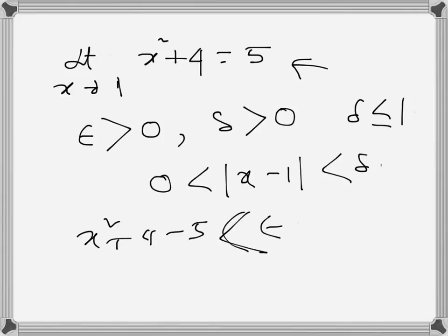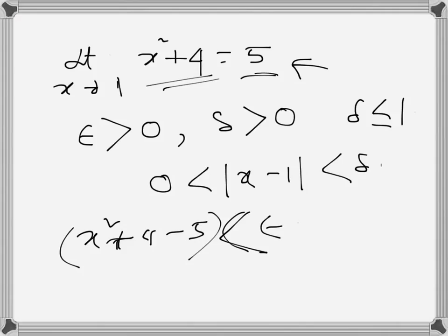is less than epsilon. Basically the difference between this and this is less than epsilon, and delta has to have a dependence on epsilon, so we can define delta on epsilon. So when we did that, we saw that if delta is equal to epsilon over 3 or 1, whichever is minimum, then we can show this one.